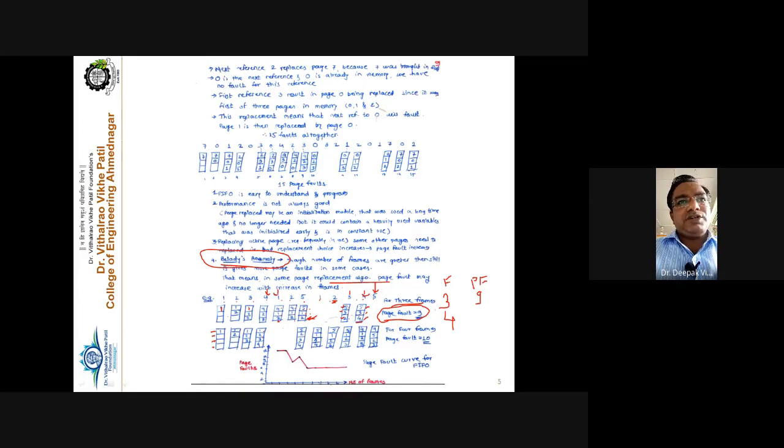Now again the reference made to 1, there is no question about the page fault because 1 is already available. For 2, there is no question about the page fault, 2 is already available. For 5, now the page fault occurs and 5 is not available here. So you need to replace a page. So which is to be replaced? Page number 1 is the oldest one, so replace that page for 5. So 5, 2, 3, 4. This becomes your structure.